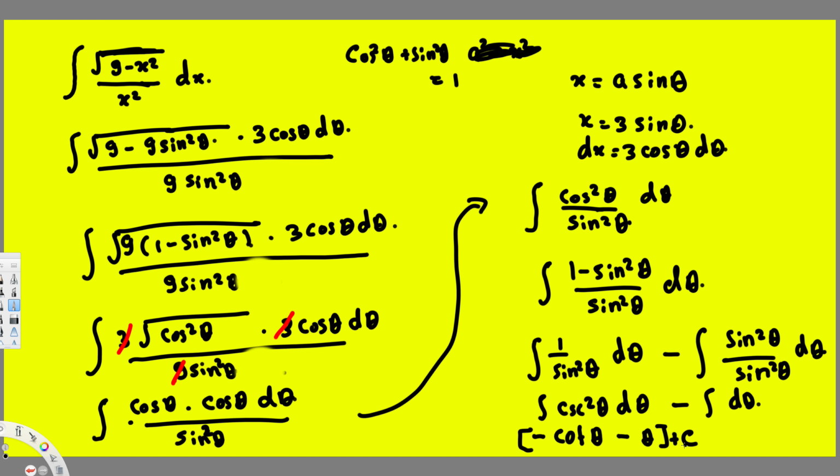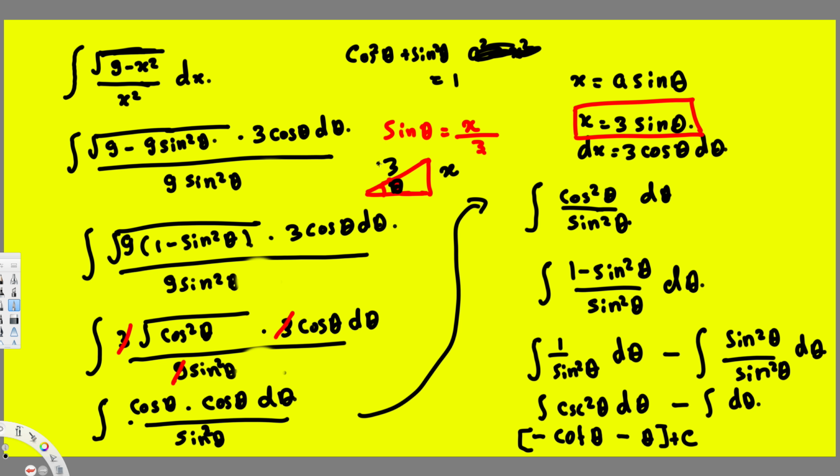Now all we have to do is bring it back to x, because our original question was in x, so we have to bring this back into x. Initially we took x as 3 sine theta. So if x is equal to 3 sine theta, we know that sine theta is going to be x over 3. And we know that sine theta is opposite over hypotenuse. If you draw a right angle triangle and put theta right here, the opposite is going to be x, and the hypotenuse is going to be 3, right?